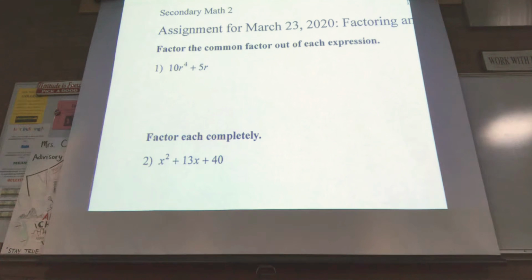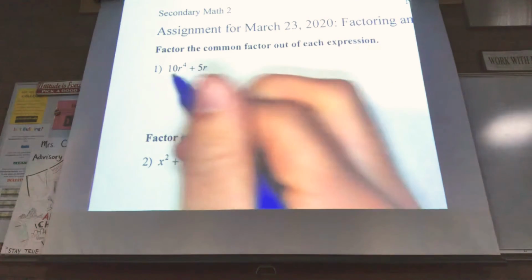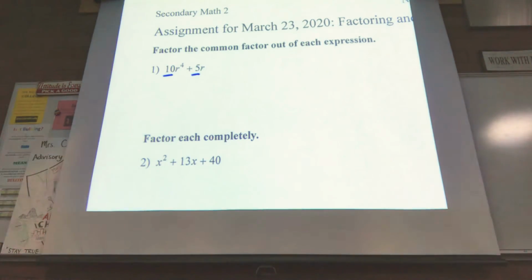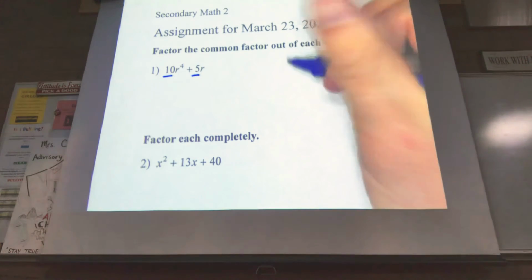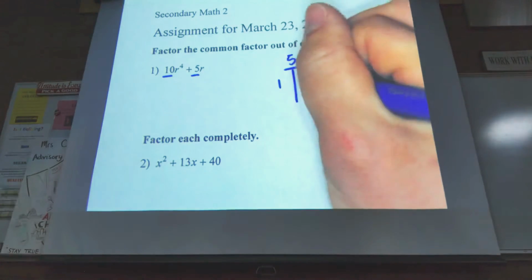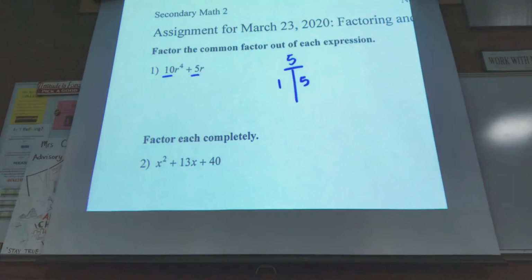Okay, so when we're factoring out the common factor, we need to look at the numbers in front first. And by that, I mean our coefficients, our 10 and our 5. Okay, so in class, we know that we can create factor lists if you need to do that. So we know that if we were to create a factor list for 5, our only two factors for 5 are 1 and 5, right?